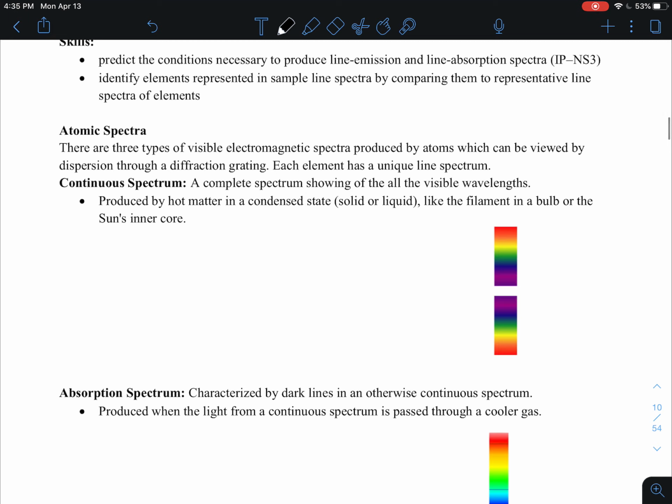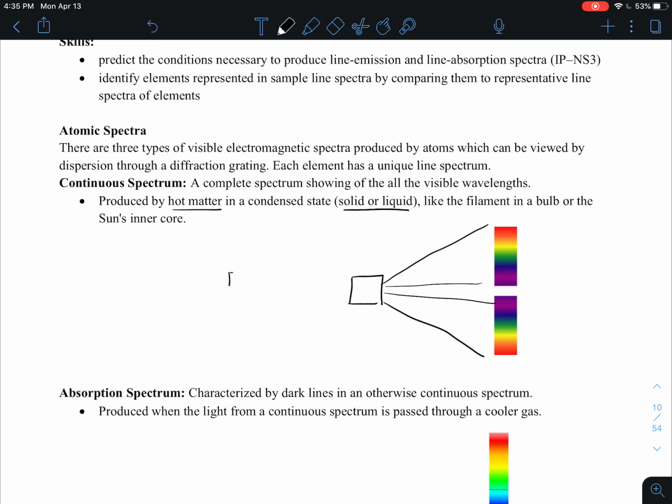We learned about this a little bit when we talked about EMR, and we talked about how light produces a continuous spectrum. If it was put through a diffraction grating, if you guys remember, we were able to see a rainbow effect appear above and also a rainbow effect appear below. So it's basically a rainbow above, a rainbow below. And this is produced by hot matter in a condensed state, whether it's a solid or a liquid, and it's usually heated. So a heated solid is usually what I imagine.